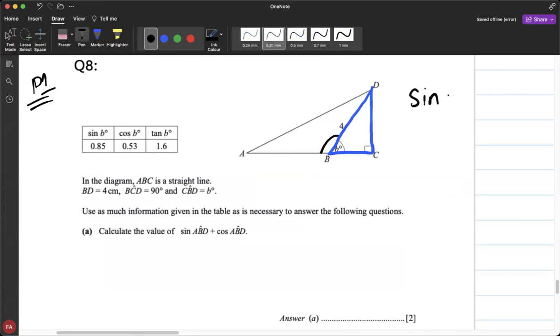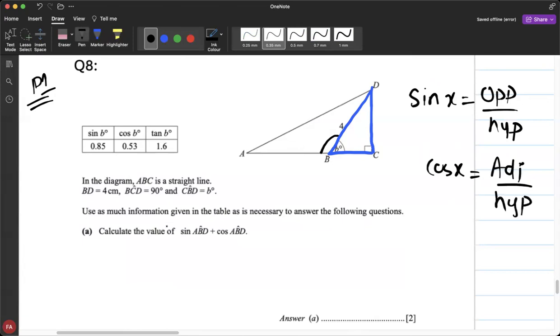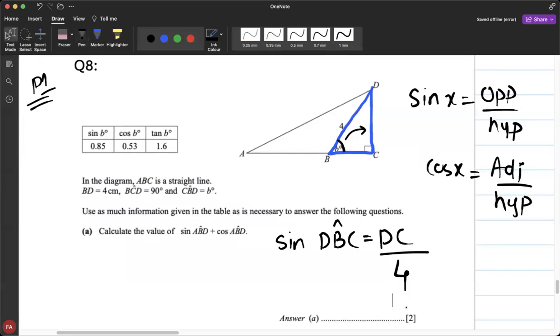So I know sine is equal to opposite over hypotenuse. And what is cos equal to? Adjacent over hypotenuse. So here's something I can do. Maybe I can figure out sine of this angle because I know this one lies in the first quadrant. So let's try figuring this out. What do you think sine DBC is going to be? Can I say sine DBC is going to be opposite, which is this side, which we can label as DC, over hypotenuse, that is 4?